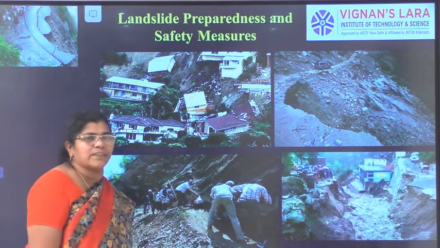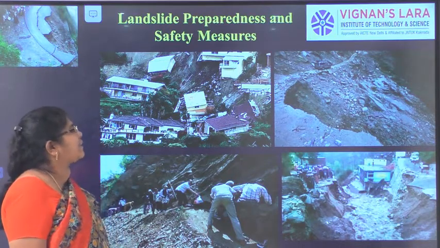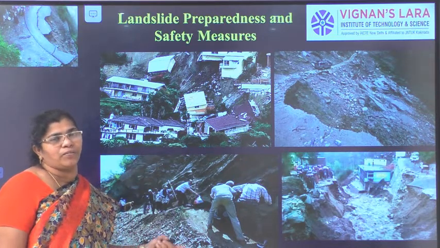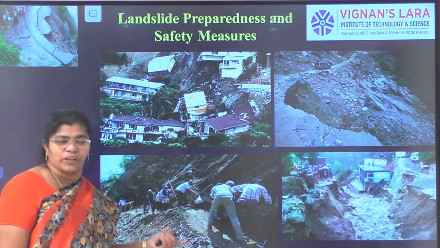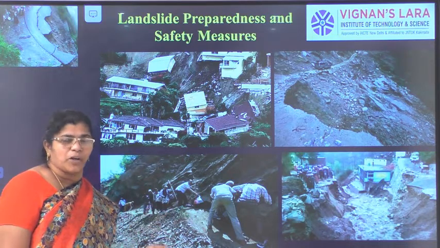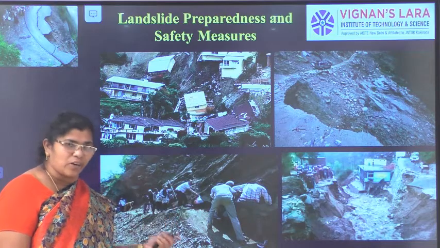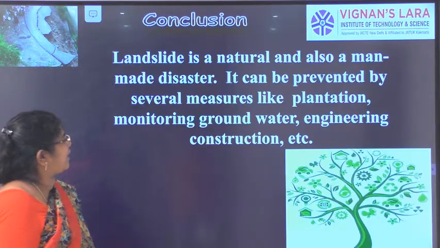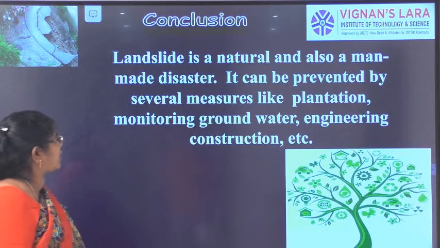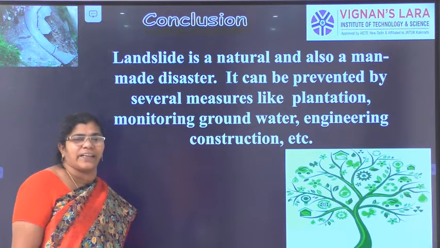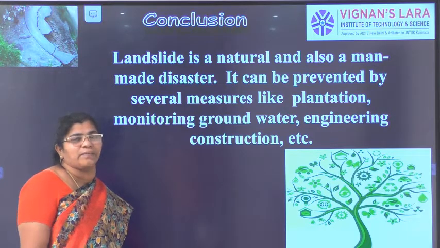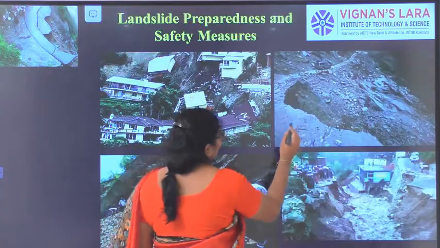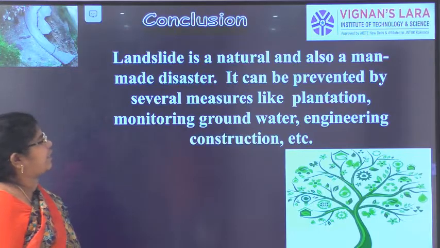So as a summary, what I can tell you is that landslide preparedness means not removing trees, proper runoff, giving proper space for the water to flow, monitoring the landslide area, and not constructing houses in the area, following the IS code. Everything can prevent landslides. So a landslide is a natural and also man-made disaster, a combination of natural and man-made. It can be prevented by several measures like plantation, monitoring groundwater, and engineering construction.